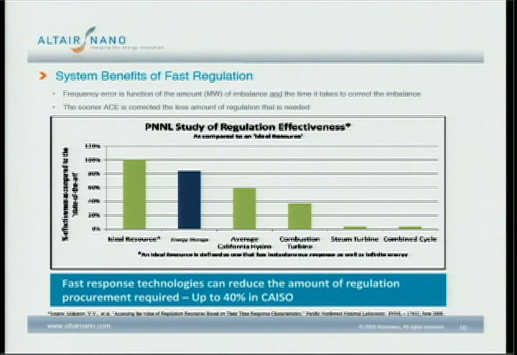And so they looked at what the California, this was for California. They said, let's look at the average hydro, California hydro, and that's pretty effective. I mean, that's a wall of water that you can adjust up and down pretty quickly. And they said, compared to an ideal resource, it's about 60% effective.